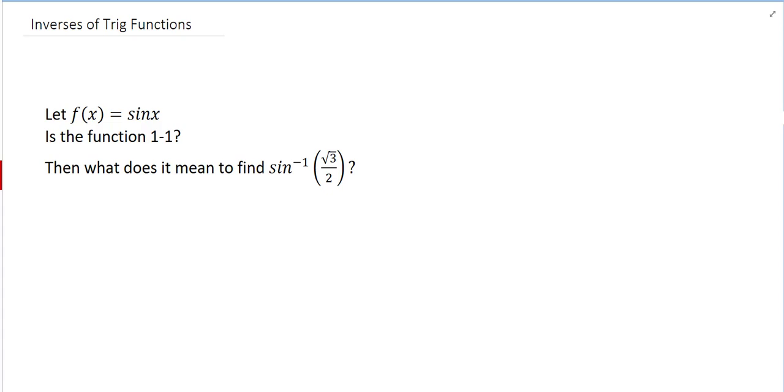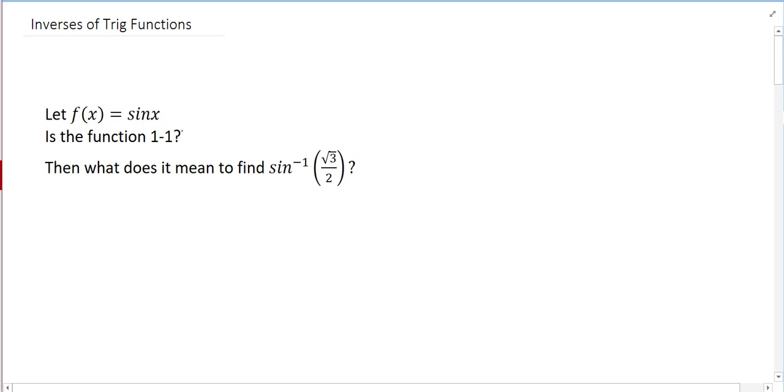Hi, in this video we're going to continue our review of functions and continue with inverses, and this is going to be for trig functions. And so I might do a little bit of review of trig functions as we go through this. So let f of x be sine x. Is the function 1 to 1?